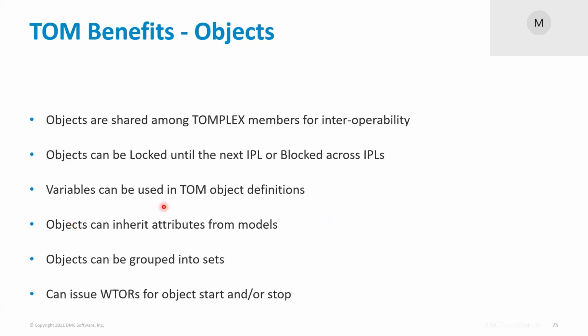We can use variables throughout the Tom object definition panels. Objects can inherit attributes from models, which eases the administration, particularly for CICS regions. We can group our objects into sets, which makes our environment much more manageable. And we have the ability to issue WTORs from the panel for object start and stop, which can be nice for specific objects that you really need to stay in control of.